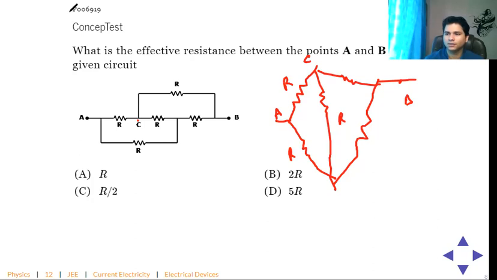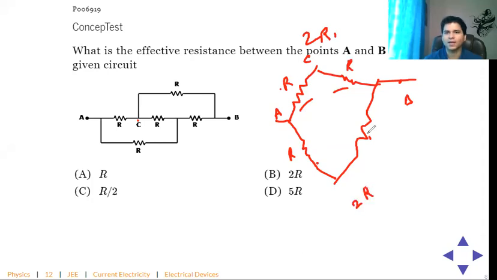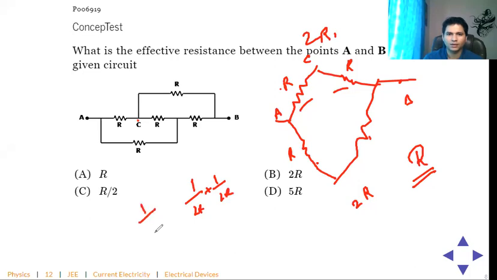Priyanka. See, sir, in Wheatstone Bridge, this resistance will be removed, right? So, sir, this R and this R will be in series. So, R and R will become 2R. And this R and this R will also be in series. It will also become 2R. And 2R and 2R in parallel will become R. Ayana, 2R and 2R, 1 by 2R plus 1 by 2R, 1 by R is equal to, tell me what it would be. Sir, R equivalent would be R. And so the answer would be A.